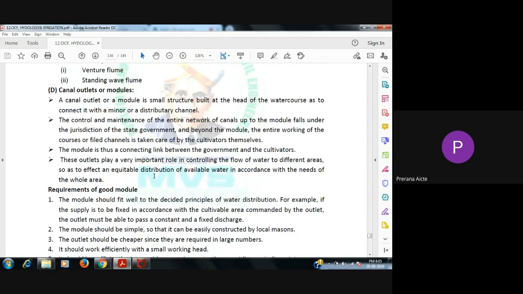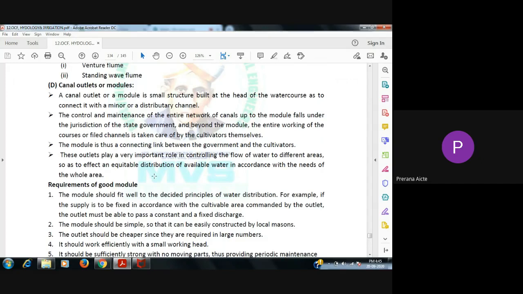Then canal outlets. So what is meant by a canal outlet? Outlet means the farmers sometimes draw the water from the main canal. So the structure provided to draw the water from the canal is called an outlet. A canal outlet or a module is a small structure built at the head of the water course so as to connect it with a minor or minor distributary channel.